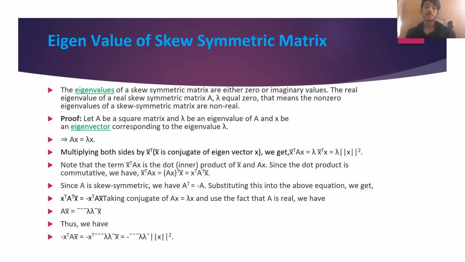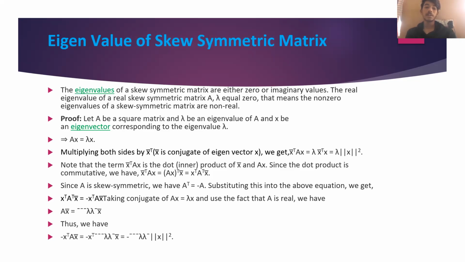Eigenvalue of a skew-symmetric matrix. The eigenvalues of a skew-symmetric matrix are either 0 or imaginary values. The real eigenvalue of a real skew-symmetric matrix A, lambda equals 0. That means the non-zero eigenvalues of a skew-symmetric matrix are non-real.